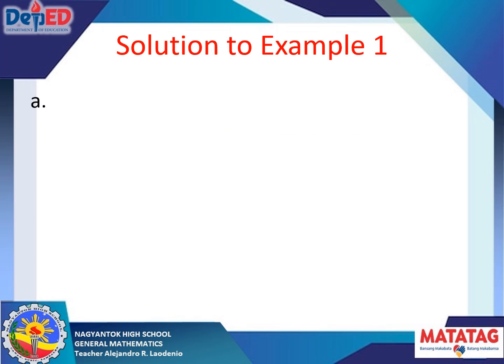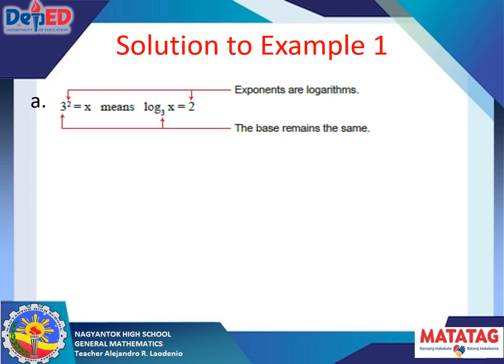So we have 3 raised to 2 equals x, b, c, and d. So let's have first the a, which is 3 raised to 2 equals x, means log of x to the base 3 equals 2. This 2 here is the equal of the logarithm of x to the base 3. So these are the exponents of the logarithm. And 3 is the base of the exponential equation and the base of the logarithmic function. So the base remains the same. There will be no changes. And the x here is the value of x.